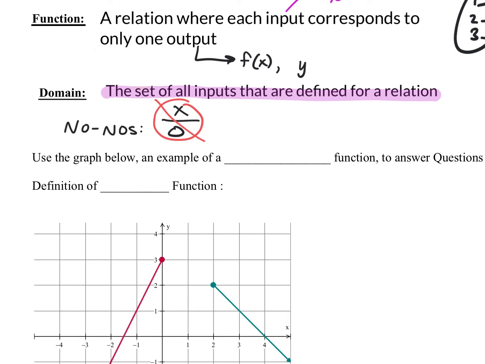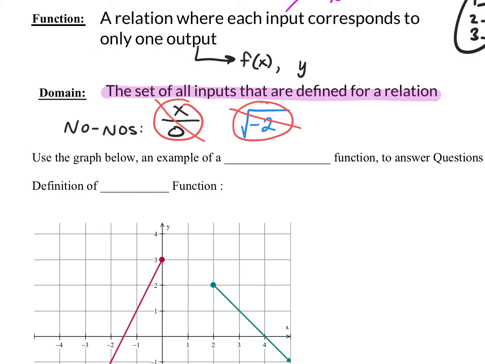So we need to be careful of any values that would cause us to divide by 0, because those would exclude values from our domain. The other thing we don't like is a square root of a negative number. That would also cause a domain issue. So the domain is the set of all defined input values. Really, it's easier to focus on the values for which the function is undefined.